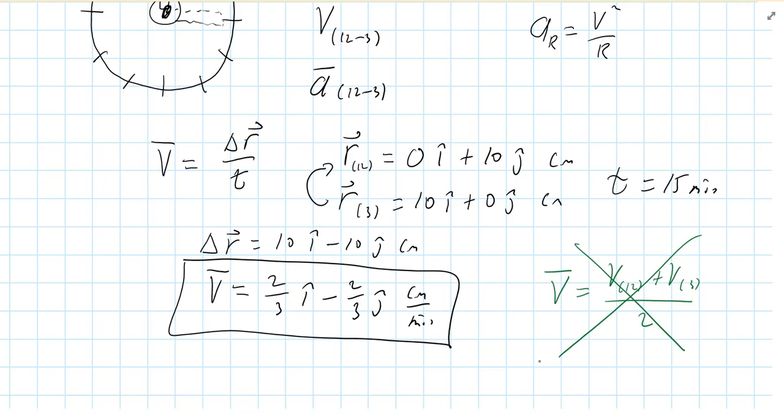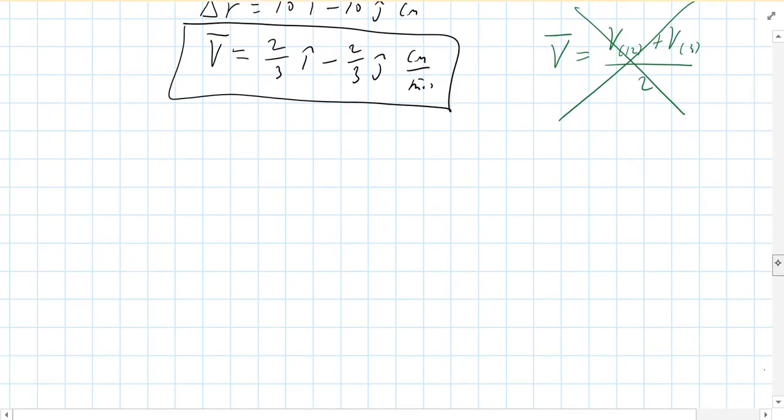Now that you have the average velocity, the next thing you're trying to find is the average acceleration from the noon to the 3 o'clock position. And remember, what's the definition of average acceleration? That always works. Okay, so if you want a second to give that a shot, now would be a good time to pause the video and give that a try. All right, so what's the average acceleration?